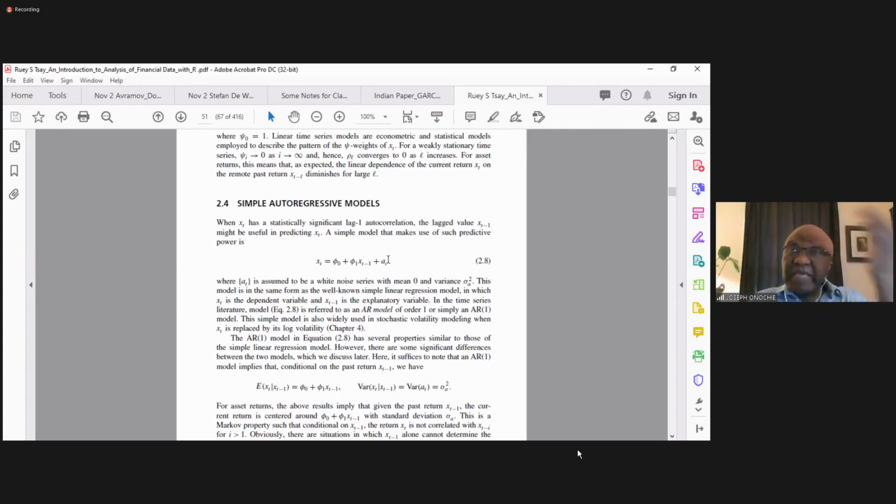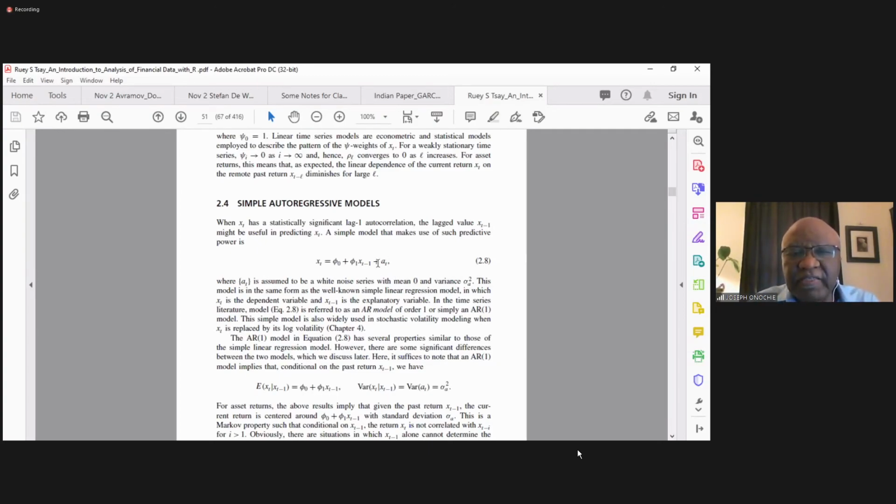We already said the mean of the white noise process can be constant or can be zero. In this case, in this equation 2.8, the mean of this white noise is equal to 0. It doesn't have a constant attached to it, okay? By assumption. Here, look at that. The series a_t, the white noise process, is assumed to be a white noise series with mean 0 and homoscedastic, constant variance.